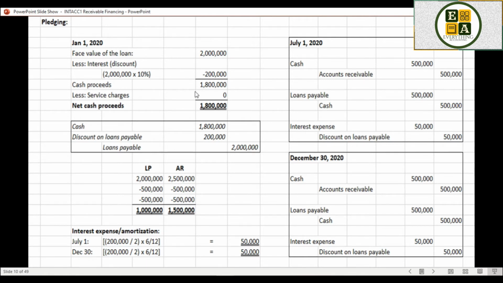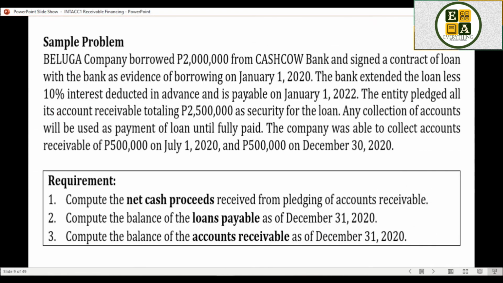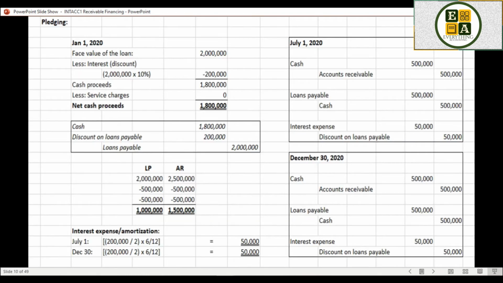Then, from the 1,800,000, magbawas tayo ng service charges and other costs in relation to the loan transaction. Since sa problem, hindi naman nag-provide ng any service charges or other costs related to the loan, zero yung assumption natin. Therefore, yung ating net cash proceed will be equal to 1,800,000. So, journal entry natin will be debit to cash 1,800,000, then credit loans payable of 2 million. The difference will be debited to discount on loans payable na 200,000.